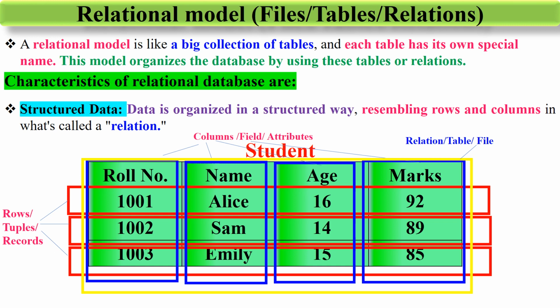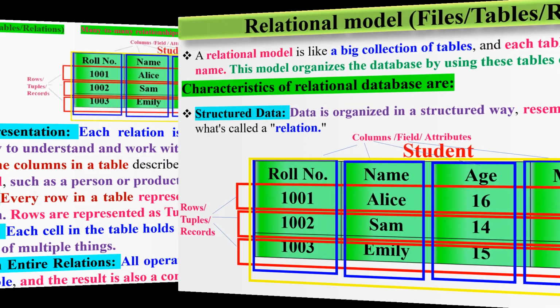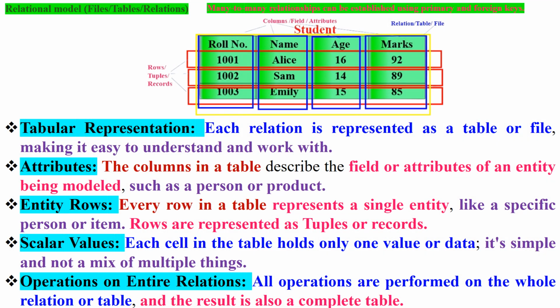Example, if you want Alice's record, then roll number is 1001, name Alice, age 16 and marks 92. Next are the columns marked in blue boxes, also known as fields or attributes. They are roll number, name, age, and marks columns. And finally the table marked in yellow box is also called a relation. The next characteristic is the tabular representation. Each relation is represented as a table or file, making it easy to understand and work with. Here student is the table name.